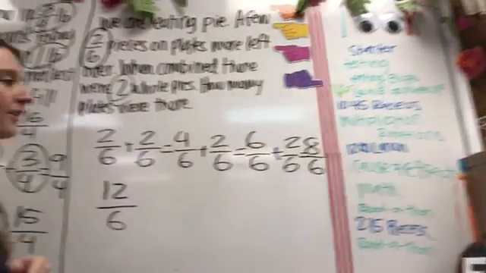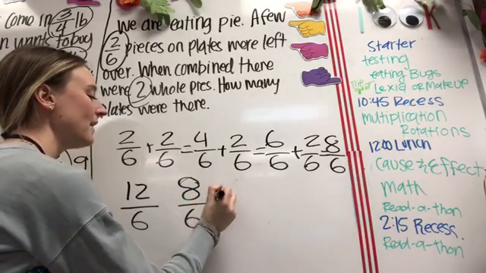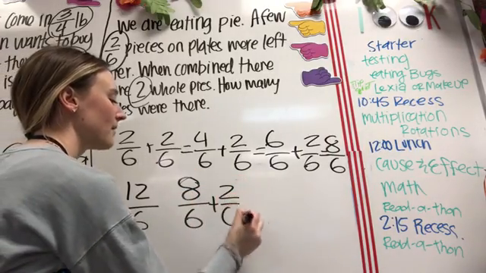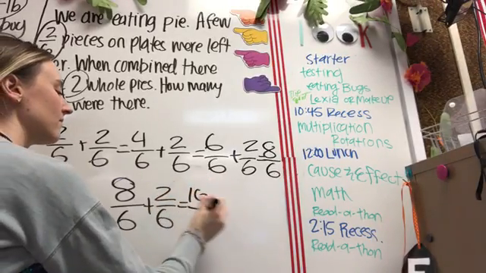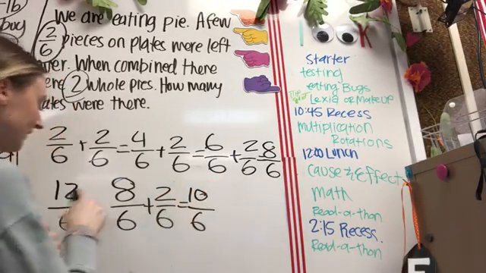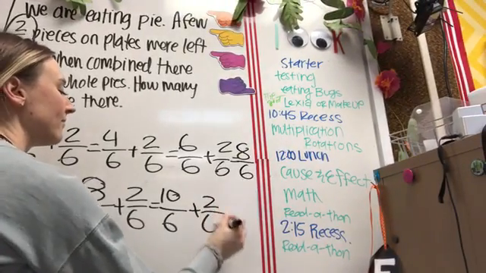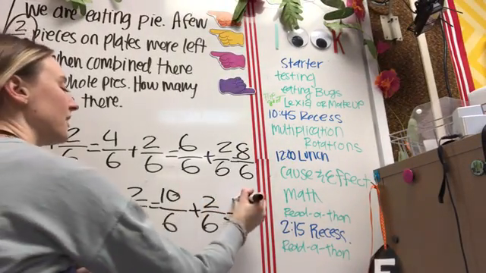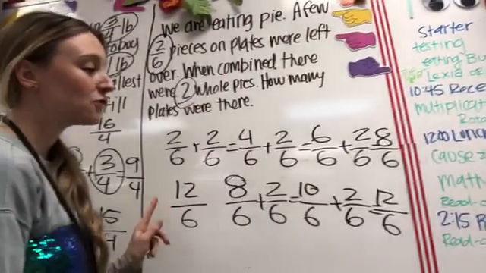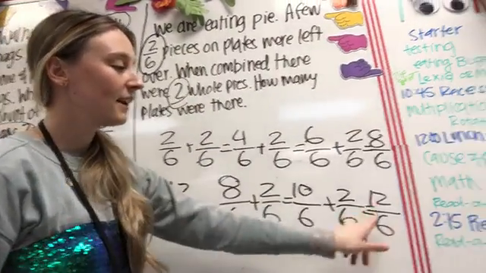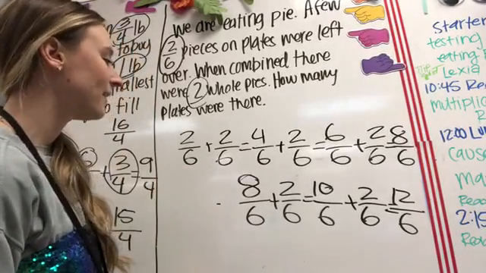That's still not 12 over 6, so let's add another 2/6 piece of pie. 8 plus 2 is 10 over 6, but that's still not 12 over 6, so let's add one more piece of pie. 10 plus 2 is 12 over 6. And finally, we got 2 whole pies. Because 12 over 6, remember, is the same thing as 2 whole pies.